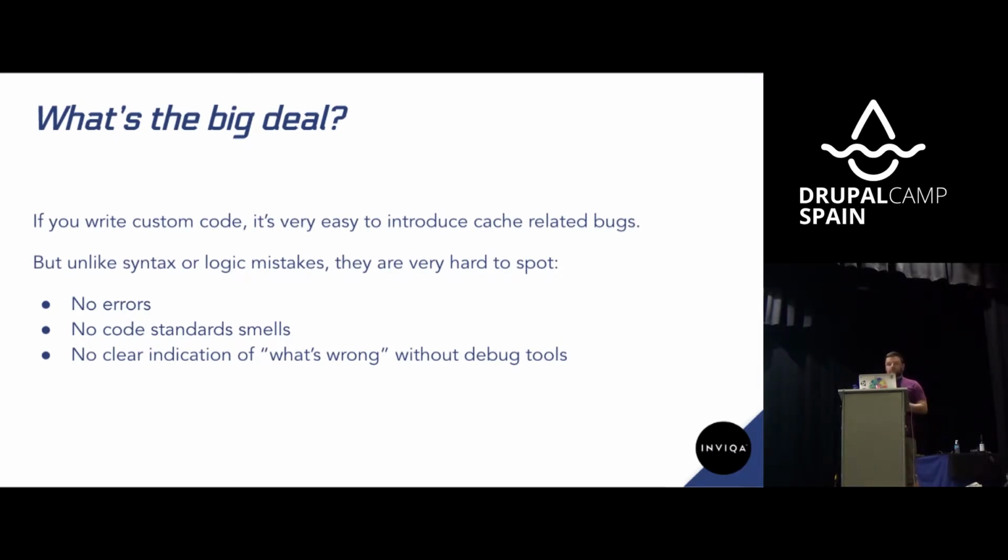The problem with caching issues is that if you write custom code, it's really easy to introduce them, especially if the specific approaches are not documented very well. But unlike your syntax or your code smells, you won't have any automatic tools to tell you that something is going wrong. Essentially, the only way of finding out that something is wrong is someone with a really good eye for detail, like a QA person telling you, hey, this block sometimes does not refresh, or maybe it refreshes too often. So that's not very helpful either.